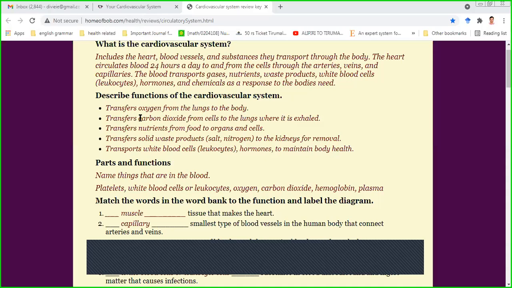It supplies the blood to the entire body. In doing so, it removes the solid waste, transfers the gases, meaning oxygen and carbon dioxide, and supplies the nutrients, food to organs and cells. So like this, the cardiovascular system functions.